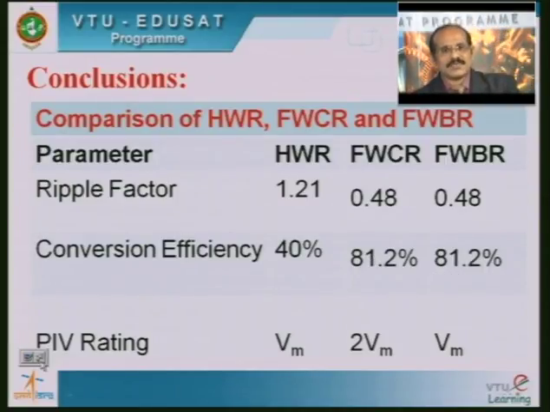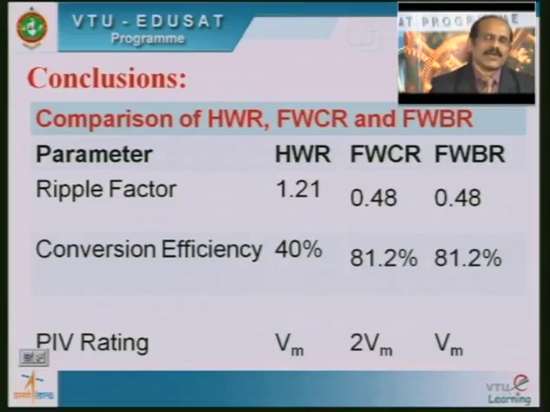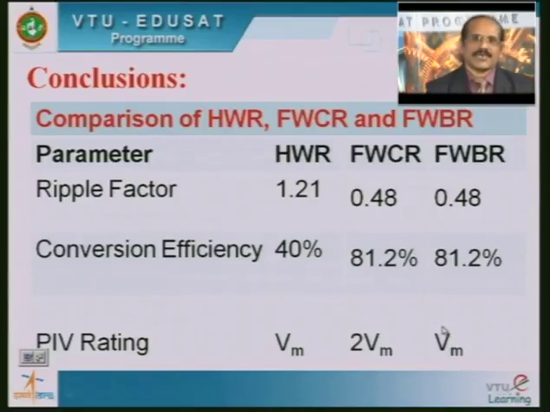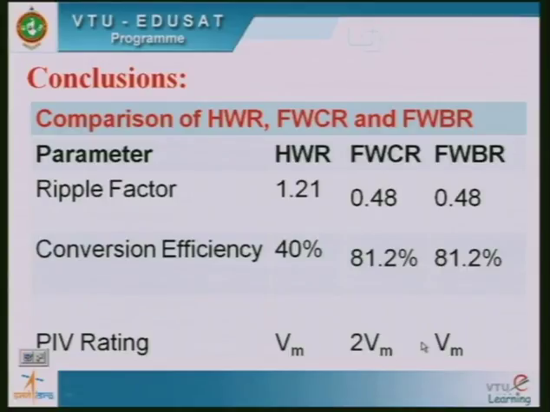And the last one is the PIV rating. As I defined, it is the maximum negative value that can be applied across the diode without damaging it. In the case of the full wave center tap rectifier, the PIV rating of the diode is 2Vm, whereas in the half wave rectifier it is Vm, and the PIV rating of the diodes of the bridge rectifier is Vm. So, what is the conclusion?